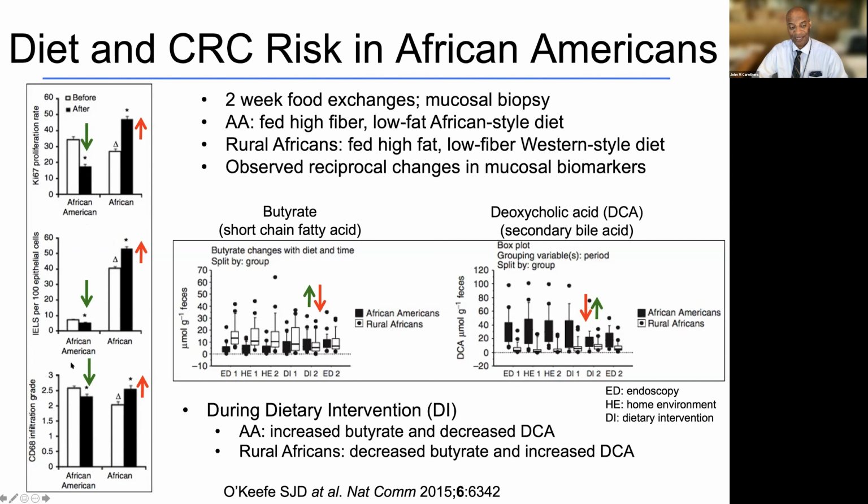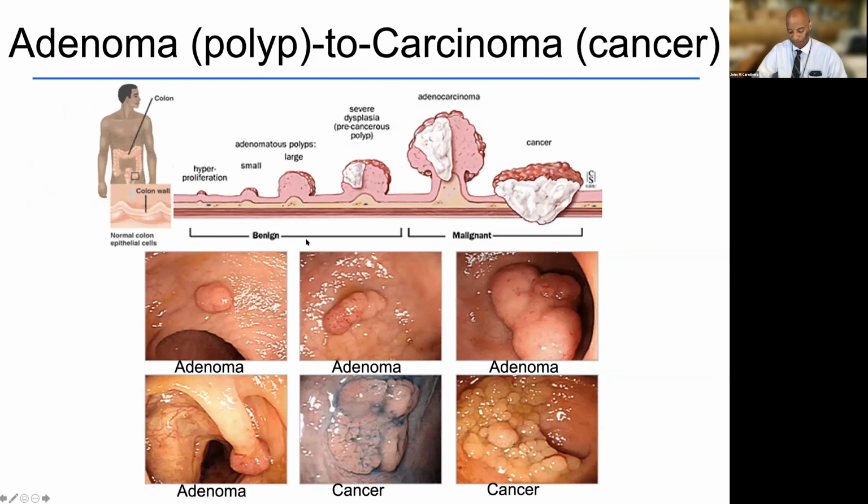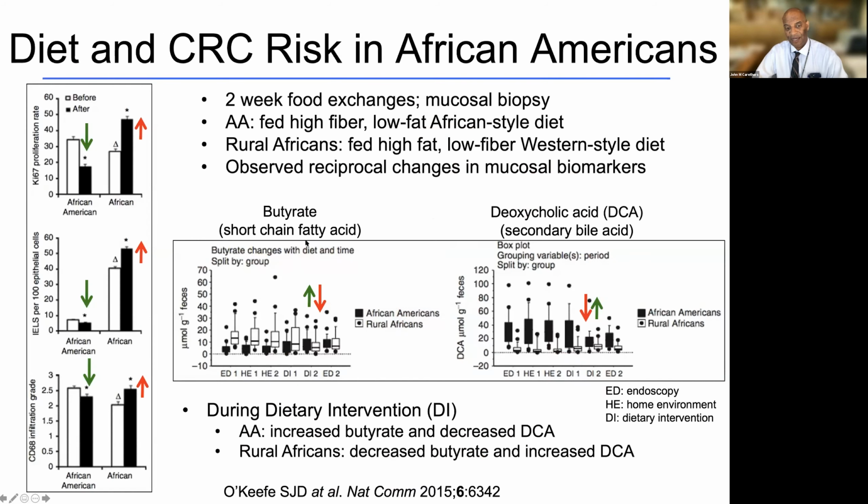The bottom line is that the African Americans on the rural African diet had lower inflammation, and the Africans on the westernized diet had increased inflammation. Finally, in looking at 2 chemical outcomes, a short chain fatty acid we call butyrate shows that butyrate is a fuel for normal colonocytes, and the more the better.